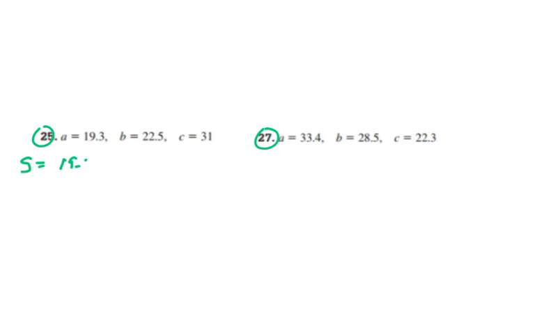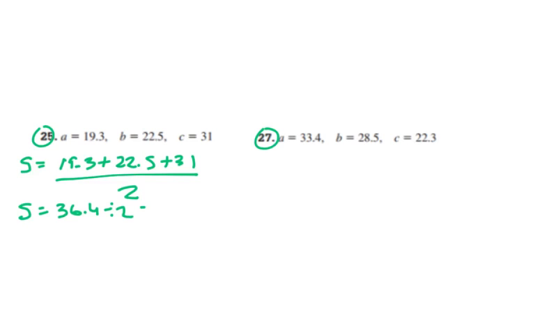So this one. That means that I'm going to find S first. So I'm going to take 19.3 plus 22.5 plus 31 and divide by 2. So I get 36.4 divided by 2, and we get 18.2. Which means that our area is going to be the square root of 18.2, but that's going to be subtracted from every side length.